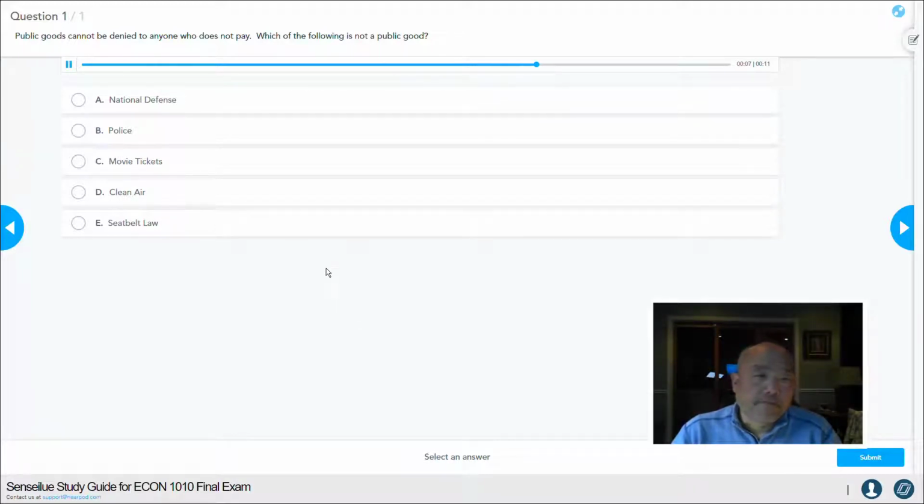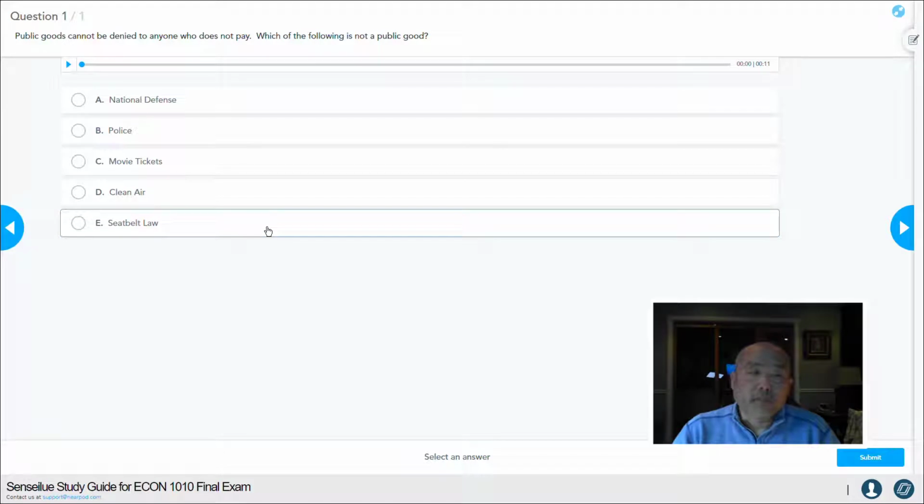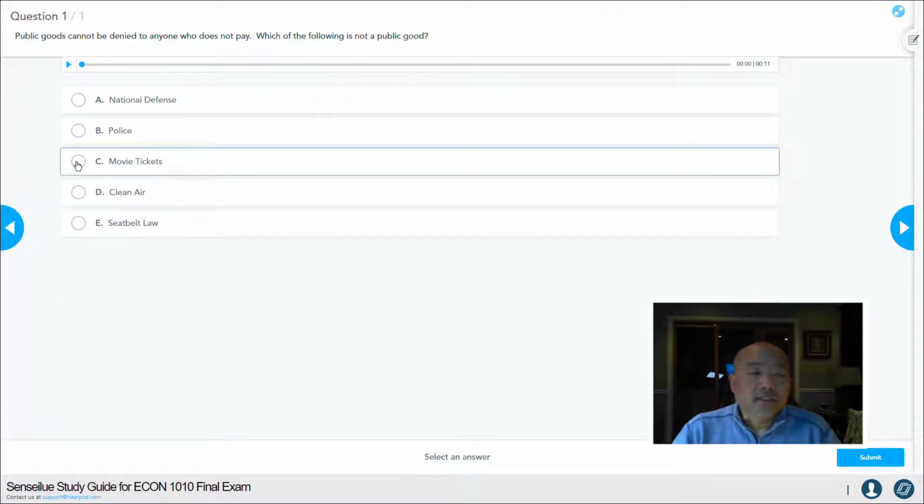Which of the following is not a public good? Well, we know national defense is a public good, as well as police, clean air, and seatbelt law, or the rule of law. The only thing on this list that is not a public good would be a movie ticket.